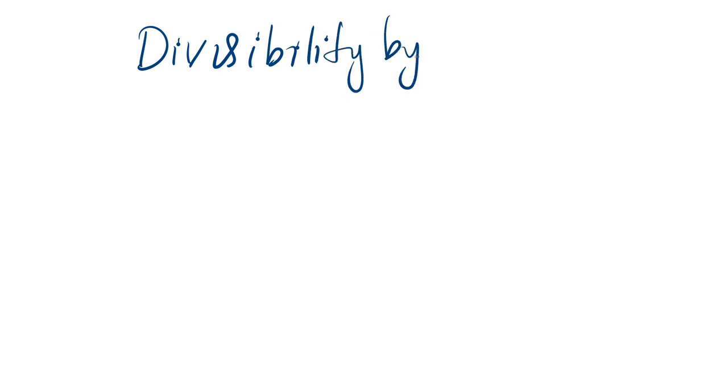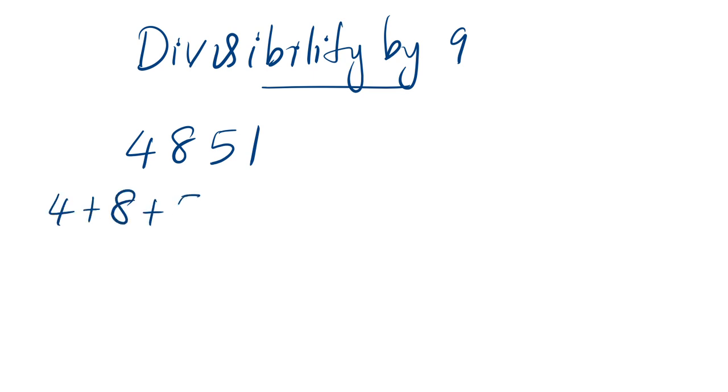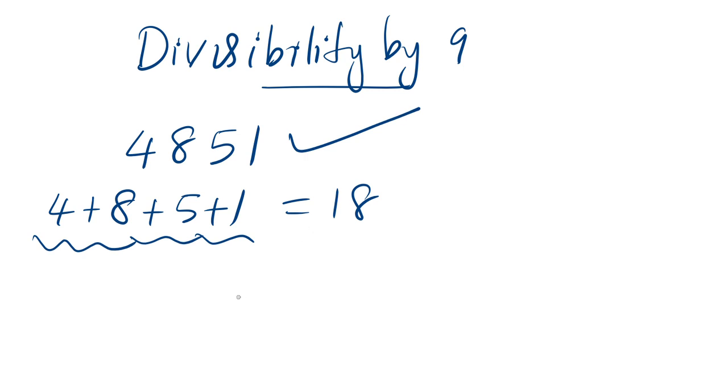Okay, finally, we can check the divisibility rule of 9. It's just like the divisibility rule of 3. Just take the sum of digits. If the sum is divisible by 9, that number is divisible by 9. For example, 4851. Take the sum of digits: 4 plus 8 plus 5 plus 1. 4 plus 8 is 12, 12 plus 5 is 17, plus 1 is 18. So 18 is a multiple of 9. So this number is divisible by 9.